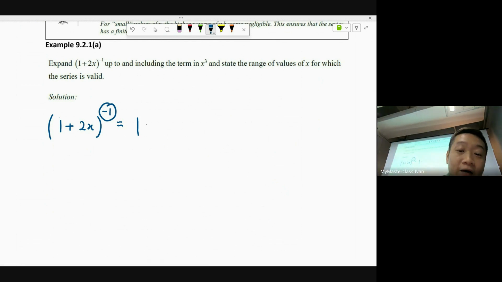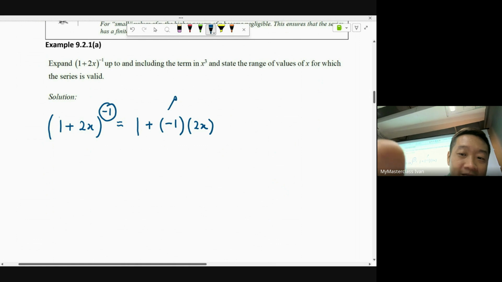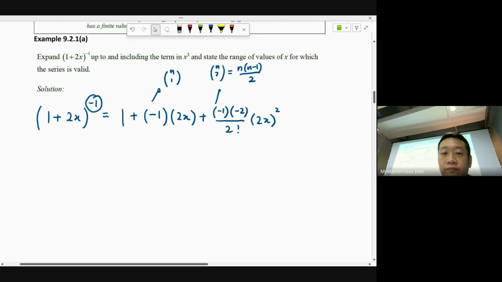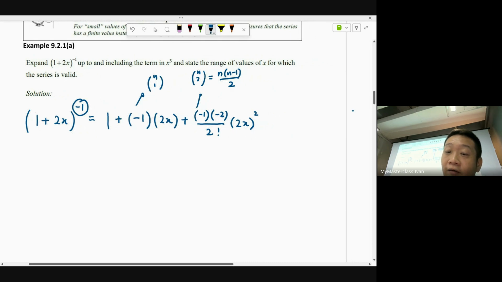So look here. Plus, now remember, n choose 1 is n. So this minus 1 will be here, then 2x. Why? Because this is like n choose 1, and n choose 1 is n. Plus n choose 2. Remember, what is n choose 2? It is n times n minus 1 over 2, right? So the next part will be the power minus 1, times minus 2, over 2 factorial, bracket 2x squared. Then the next one is just a number pattern: minus 1, minus 2, minus 3, over 3 factorial, 2x cubed. They want up to x cubed when you write. Now the rest you write plus dot dot dot.